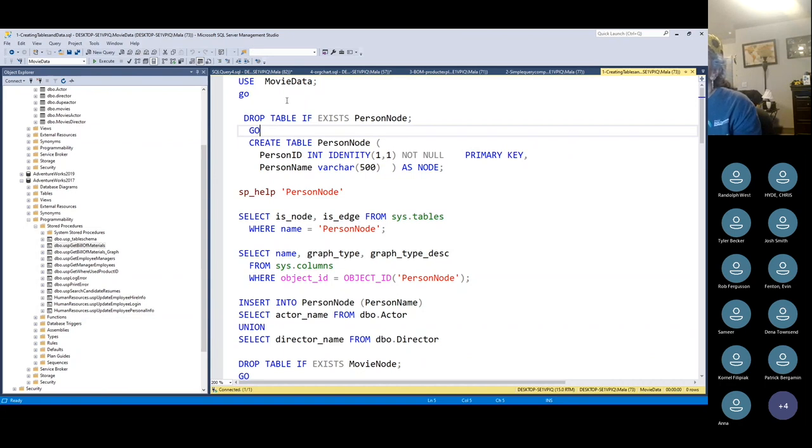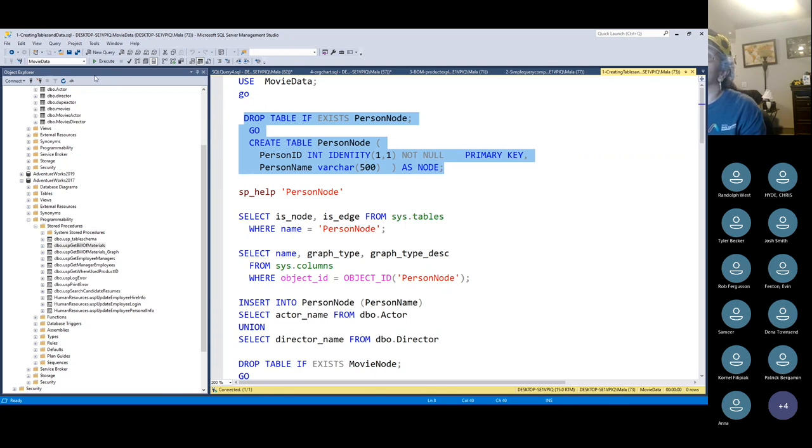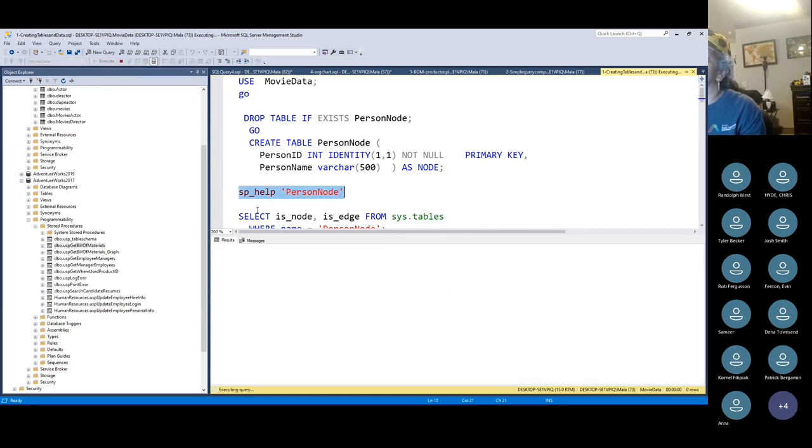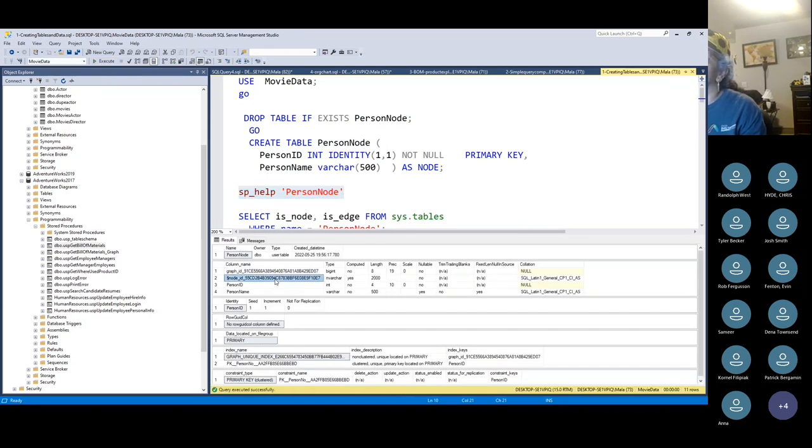All right, so I'm going to create the simple database that I showed you in the data model, which is a person and movies. I'm in the right database, drop table, and create. I'm creating this as a node table. So I'll let you see what it created here. Essentially, this is the same thing that Chris showed you: this is the primary key, graph ID and node ID. These are both system generated. And then I added two things that I wanted here, which is person ID and person name.